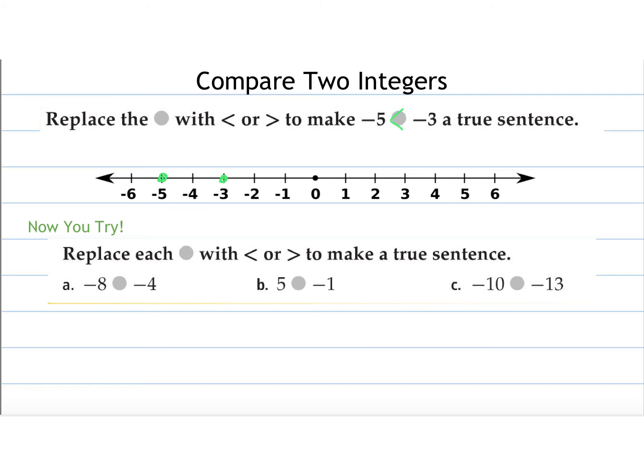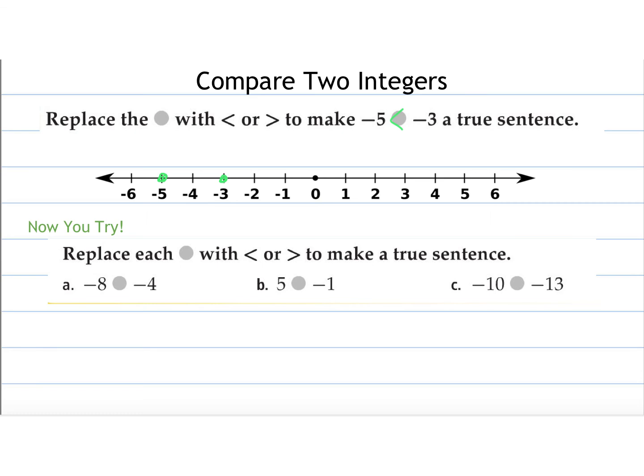You could think about money. Would you rather owe somebody $5 or $3? Or temperature: -5 compared to -3. -3 is going to be a little bit warmer. Okay, so which one's farther to the right? Try the next ones on your own.